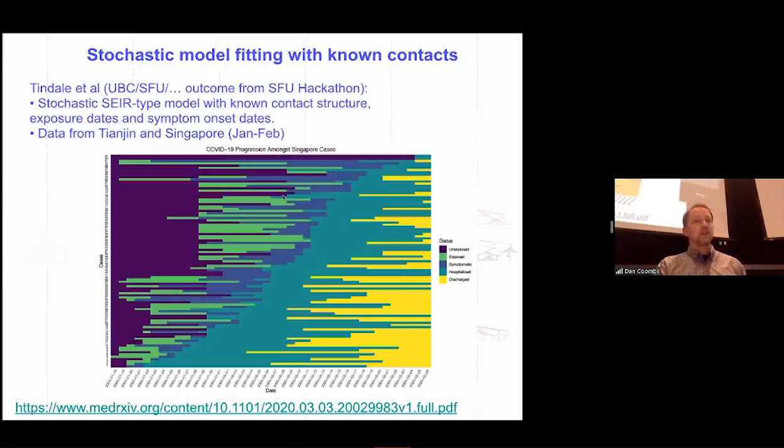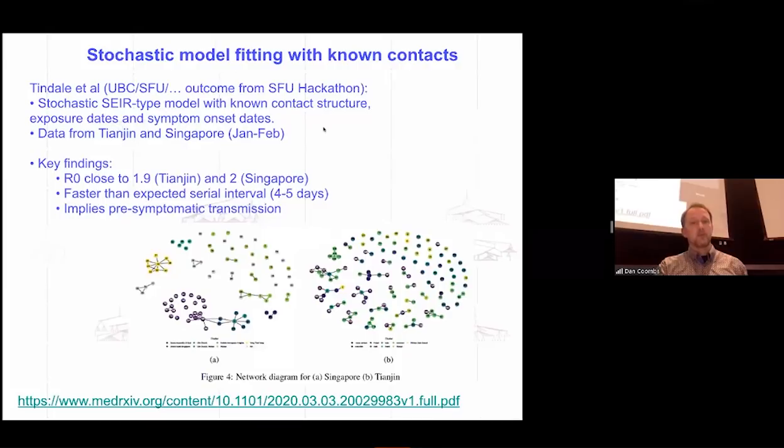So they fit an essentially stochastic SEIR model to this, and also data from Tianjin in China. And they found a significantly lower R-naught than some people found, which was around 2. They also found, though, that the serial interval, i.e. the gap between infection and onward transmission, was probably faster than people had previously estimated, in the range of 4 to 5 days. And this is some evidence of pre-symptomatic transmission, which people have been talking about a lot.